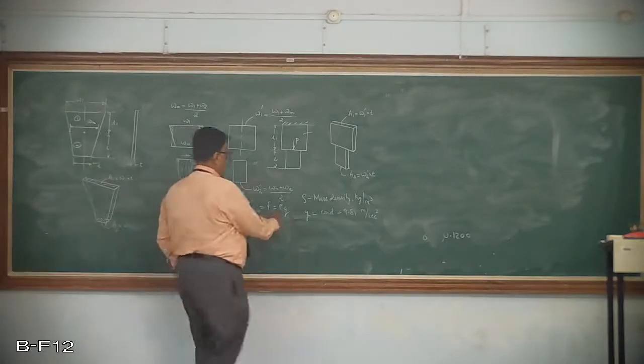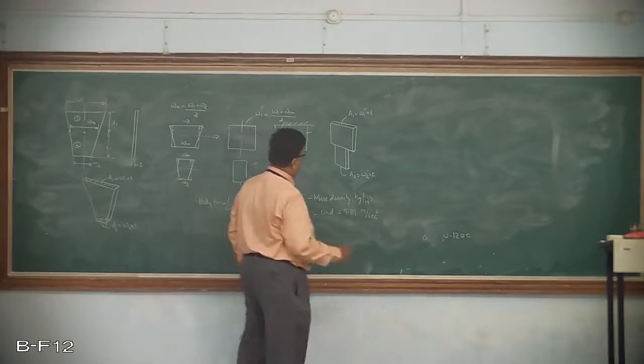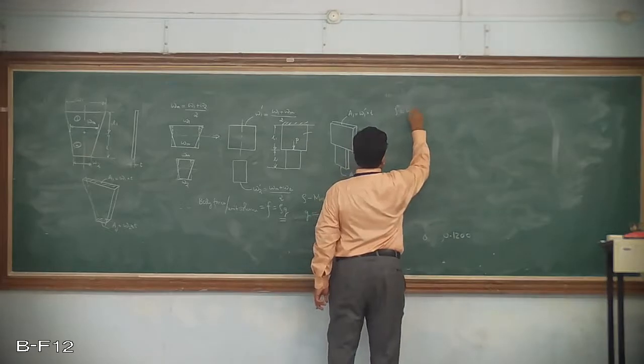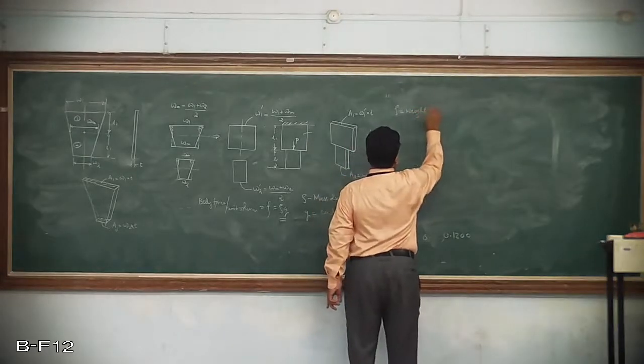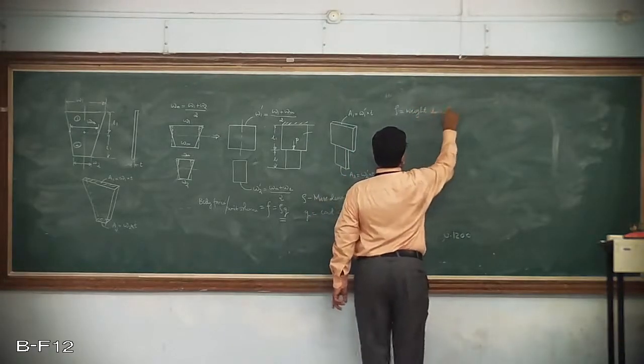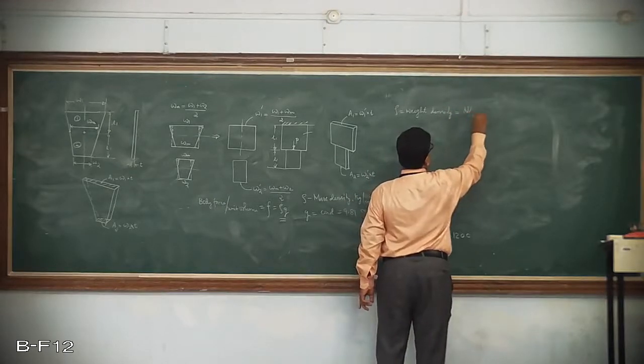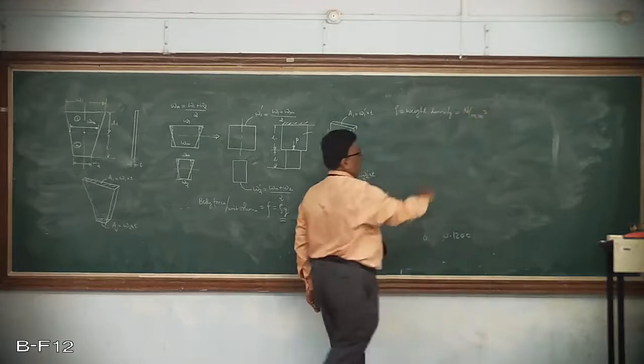Sometimes in some books, instead of this, they will give you weight density. They will call rho the weight density. In that case, the unit will be Newton per millimeter cube or meter cube, and you directly get that.